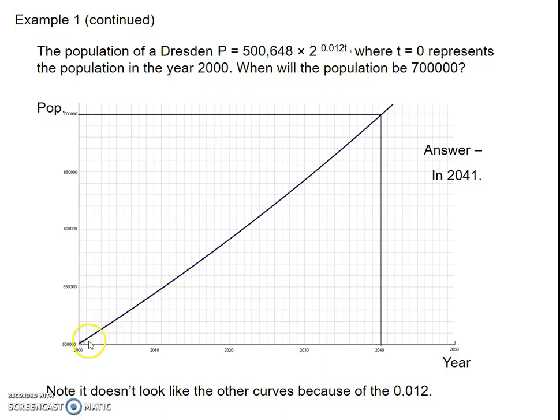Now, notice this doesn't quite look like a curve. It looks pretty straight, but actually it is a curve, but because this number is so low, the exponential growth is not quite as distinctive as in my examples before. And also I'm just taking a small section of the graph, so it looks kind of straight, but it's not, it's curved. Okay, it's always a good plan to check your answers. You have a calculator, use it.